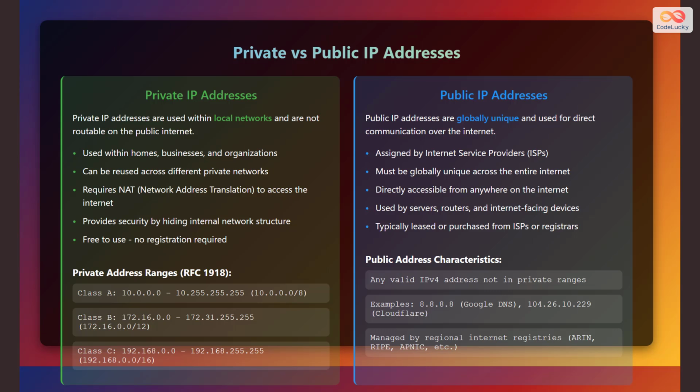Examples include 8.8.8.8, which is Google DNS, and 104.26.229, which is Cloudflare. Public addresses are managed by regional Internet registries, such as ARIN, RIPE, and APNIC.